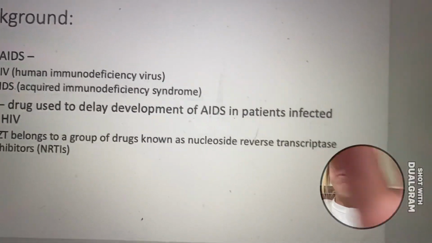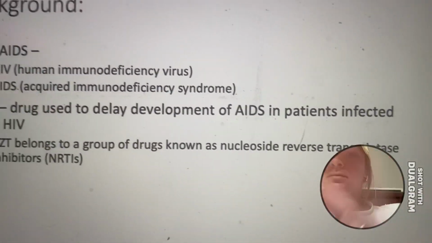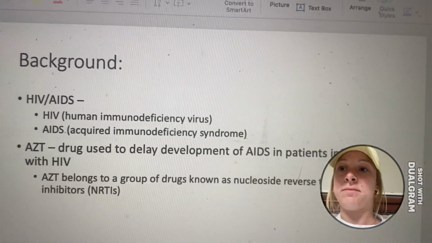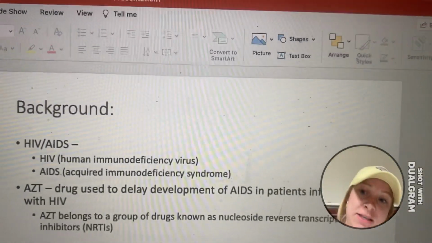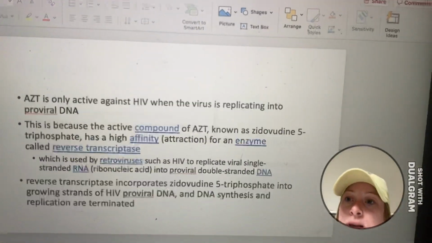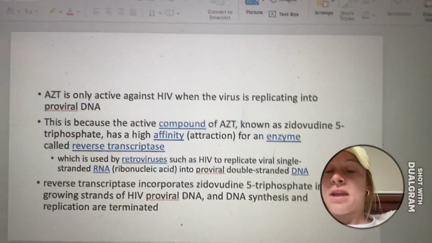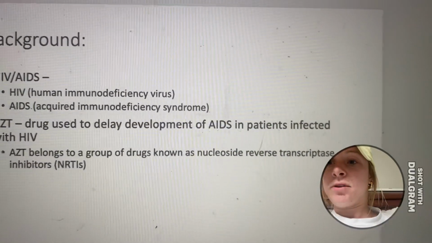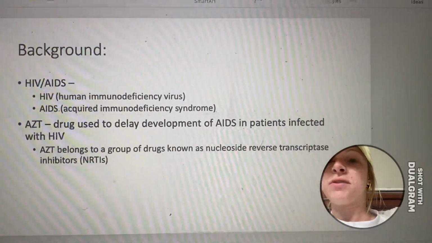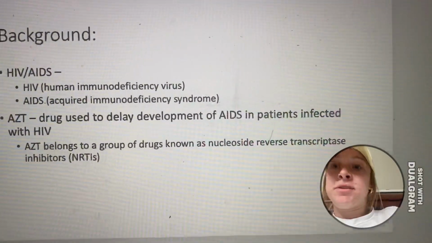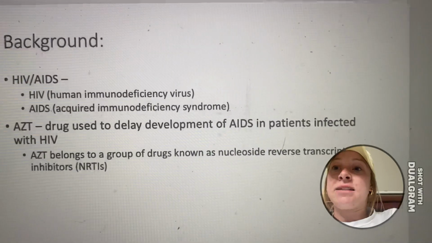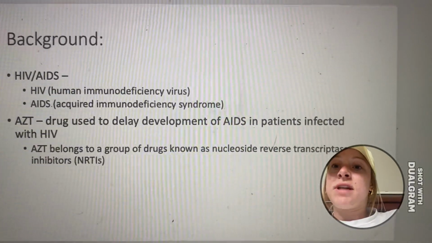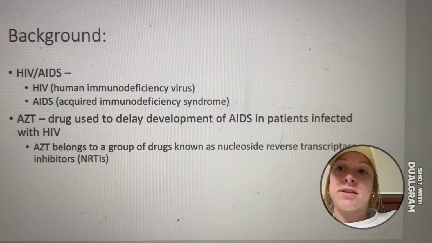Okay, so hopefully that gave a little background on HIV and AIDS. And this brings me into AZT. AZT belongs to a group of drugs known as nucleoside reverse transcriptase inhibitors, or NRTIs. It's a drug used to delay development of AIDS in patients infected with HIV.